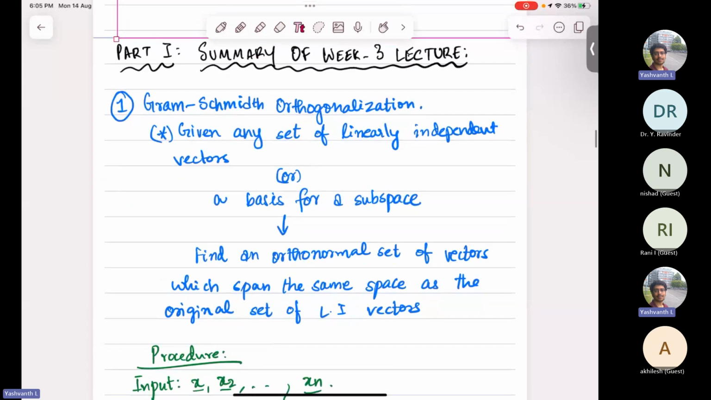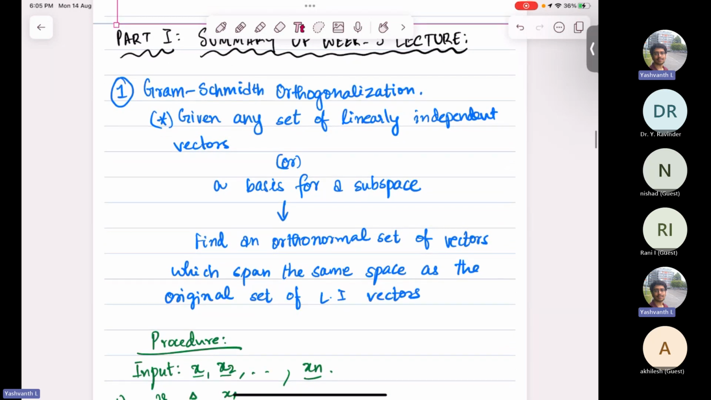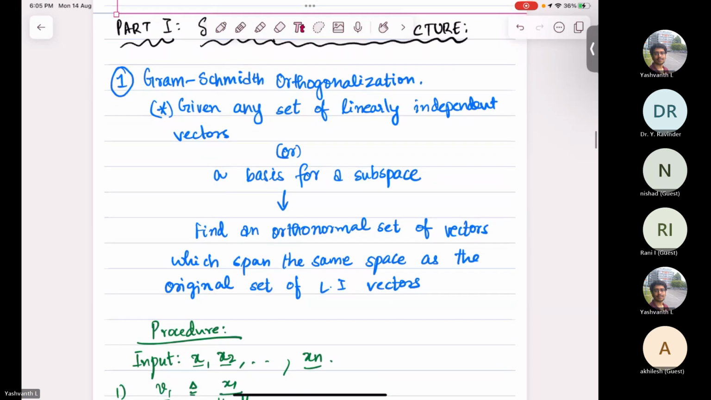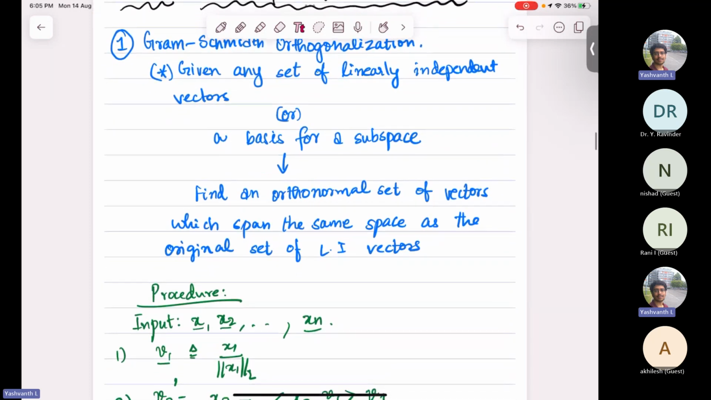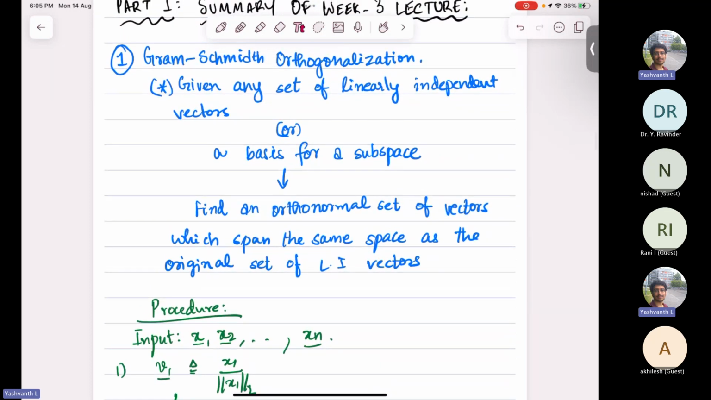Okay, so let me quickly go over the summary of the third week's lecture, which starts with the Gram-Schmidt orthogonalization. So what is Gram-Schmidt orthogonalization? Basically, given any set of linearly independent vectors, or given a basis for a subspace, the goal is to find an orthonormal set of vectors which span the same subspace as the original set of given linearly independent vectors. This process of obtaining an orthonormal set of vectors from a given set of independent vectors is called Gram-Schmidt orthogonalization, or the Gram-Schmidt algorithm.